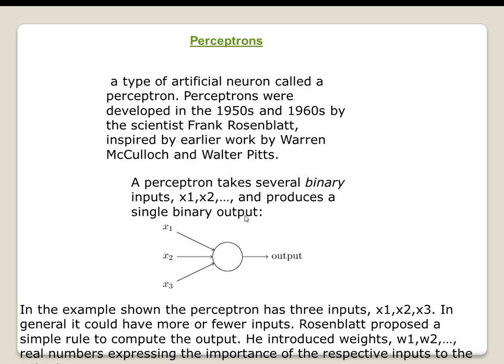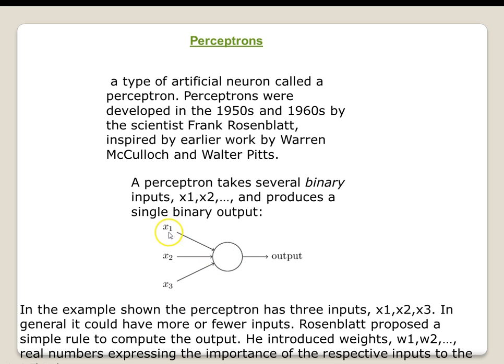We're going to start out with the discussion of a perceptron. A perceptron takes several binary inputs, x1, x2, pardon me, I didn't use subscripts here. This should be x of 1, this should be x of 2, and so on, but it's a lot of trouble to make a subscript in Word or PowerPoint, so I didn't do it. It should look like x1, x2, x3, and it produces a single binary output.